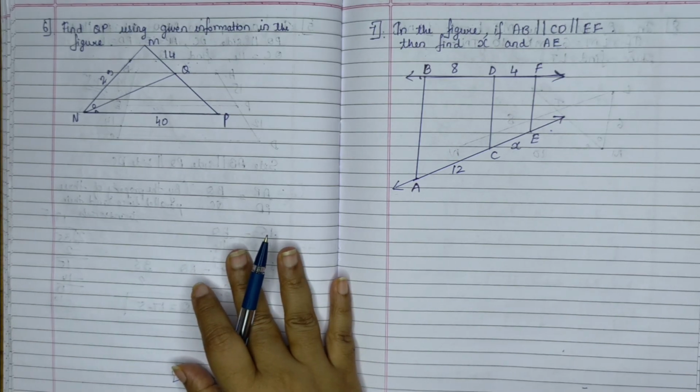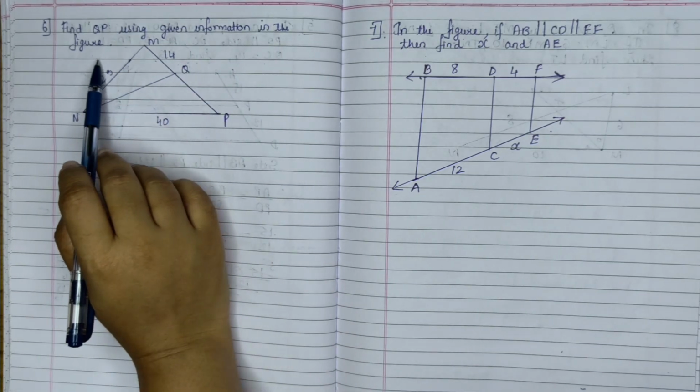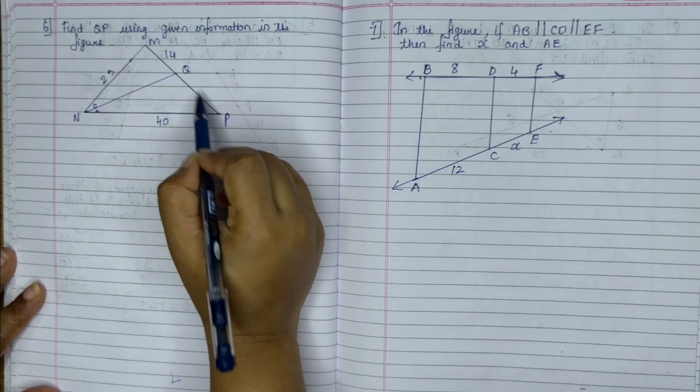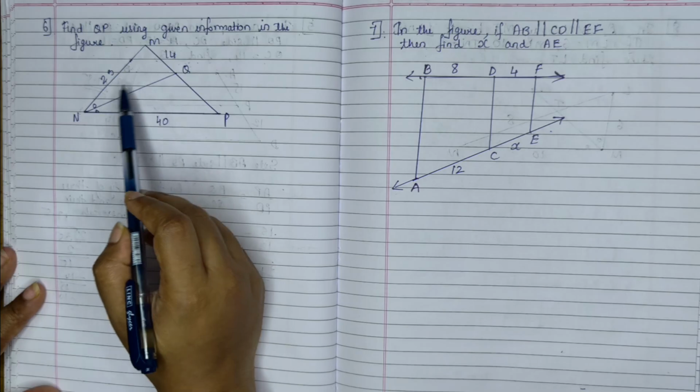Now see the sixth sum. In the sixth sum, find QP using the given information in the figure. Okay, we have to find the value of QP. This QP. So what we will do, you can see that there is a bisector here.